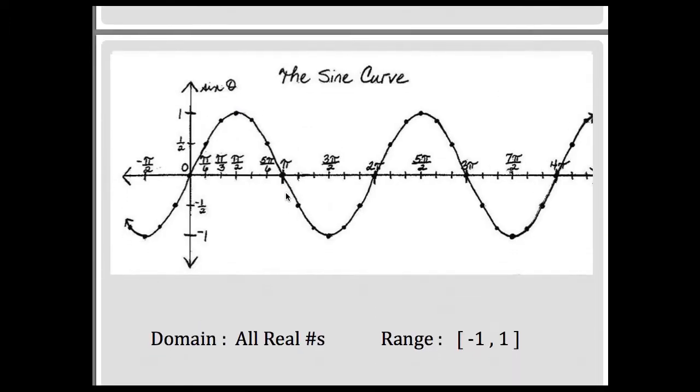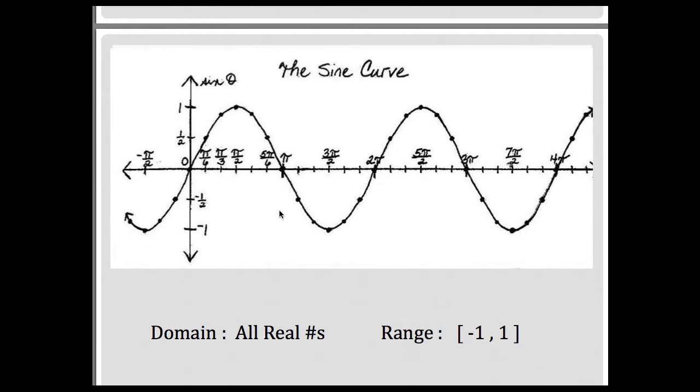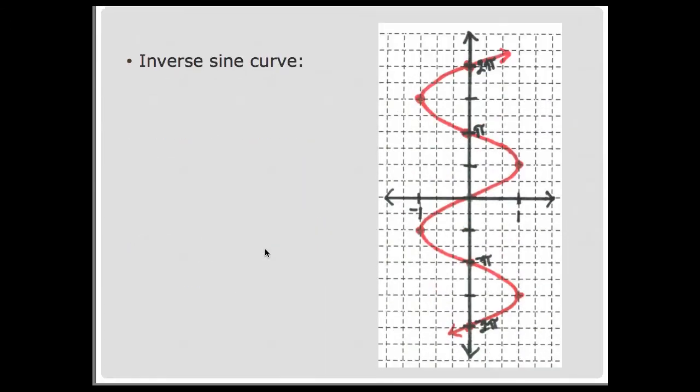If we were to take this sine curve and create from it the inverse graph, what we would do is take every single one of these points you see, flip-flop the x's and y's, redraw it, and what we come up with is this.